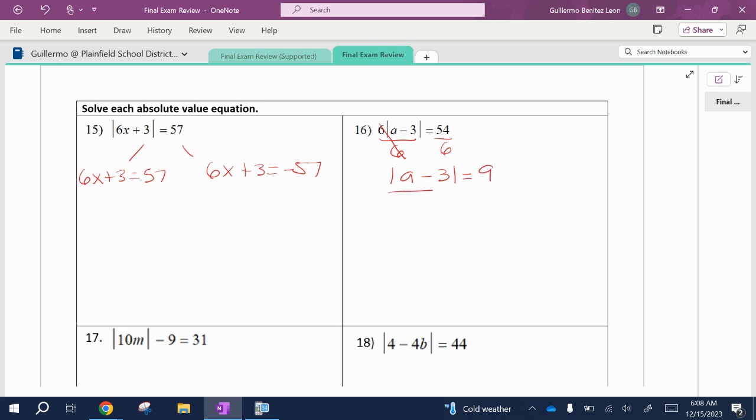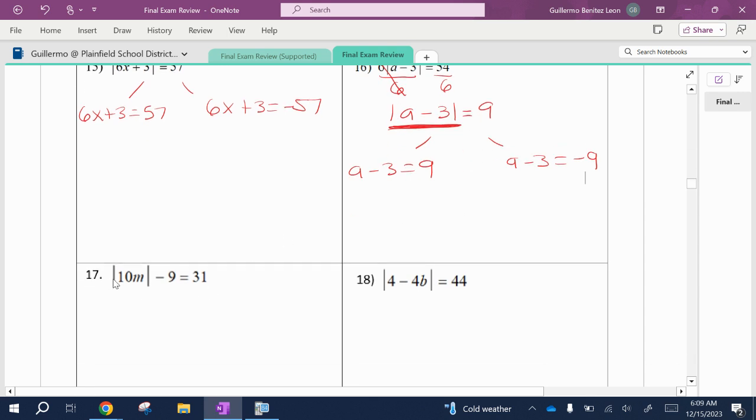Now that the absolute value is by itself, now we're going to make the two cases, which is a minus 3 equals positive 9, a minus 3 equals negative 9. You have to isolate the absolute value first.